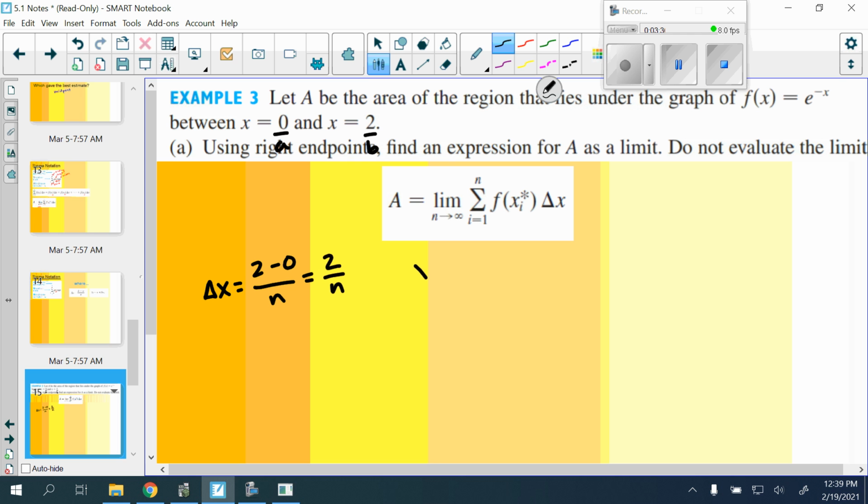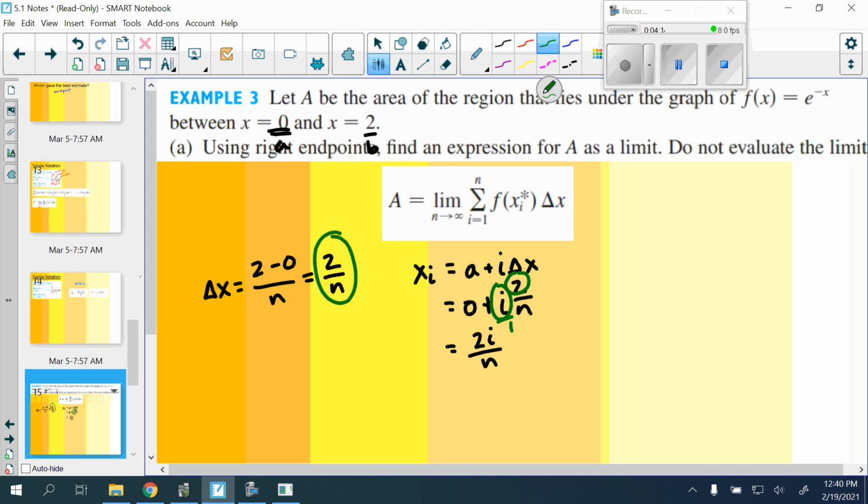Next, we're going to find what's our x of i here. So that's our a value plus our i times our change in x. So that ends up being, our a value is still 0 plus i, and then our change in x that we just got is 2 over n. And so 0 plus something isn't going to change it, so I'm just going to change this to 2i over n. I just multiplied this times this, because this we could think of as over 1. All right, so that's our x of i.